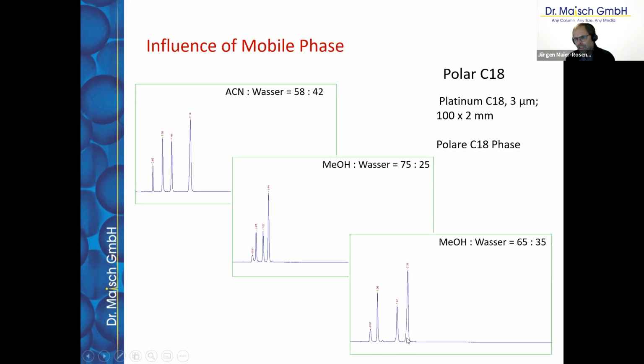beside the toluene. So what we are seeing here is if we have a compound like the toluamide, which has a possibility of a polar interaction, we have a stationary phase offering the polar interaction, and we have an organic modifier like methanol, which is supporting the organic interaction.